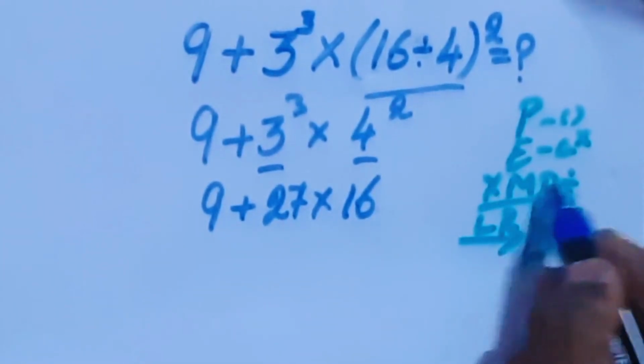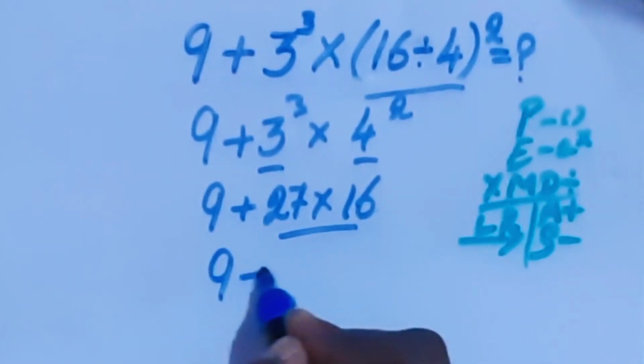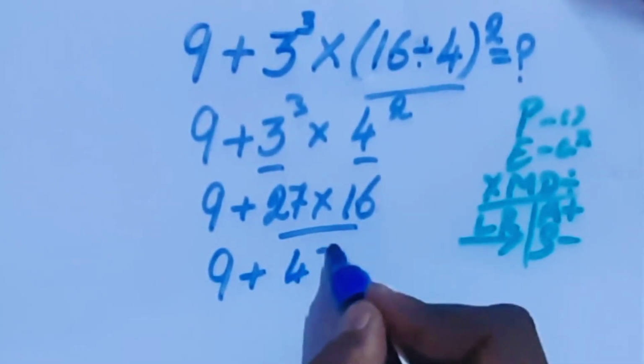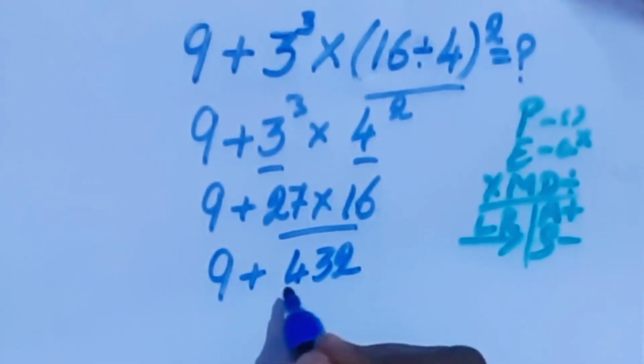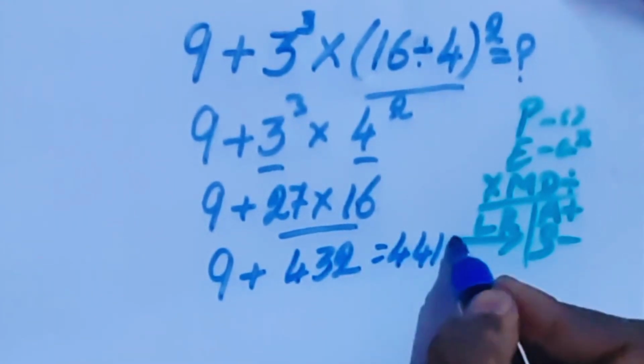Here the next priority is multiplication and division. So we have to do this multiplication before this addition here. 9 plus 27 times 16 is 432. Here 9 plus 432 is 441, which is the correct answer.